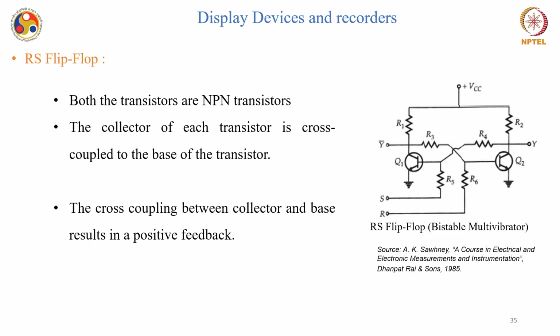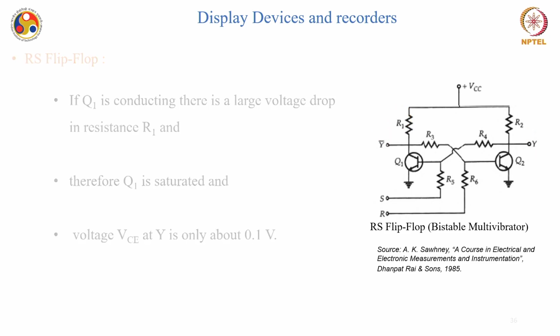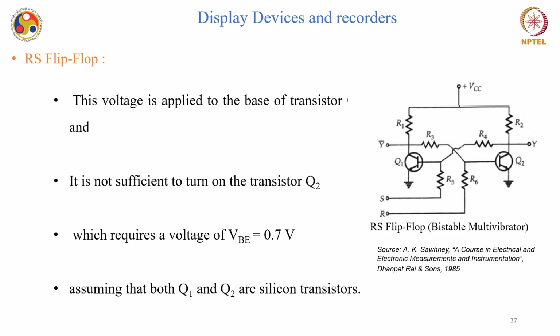Okay. In this example, if you see, both the transistors Q1 and Q2 are NPN, and the collector of each transistor is cross-coupled to the base of the other transistor. The cross-coupling between collector and base results in a positive feedback. If Q1 is conducting, there is a large voltage drop in resistance R1. Therefore, Q1 reaches the saturation region, and voltage VCE at Y is only about 0.1 volt. This is the Y point I am talking about, and this is the Y bar.